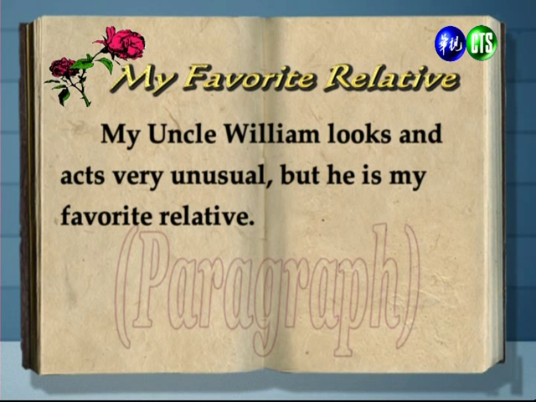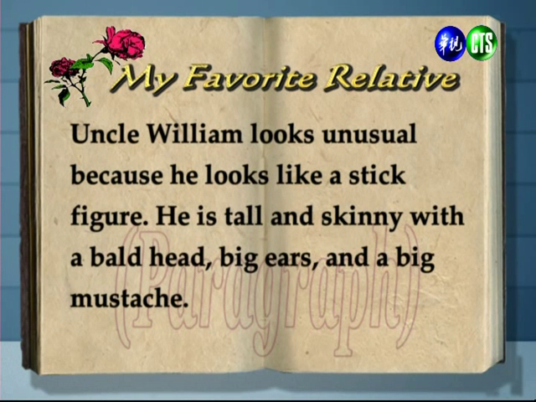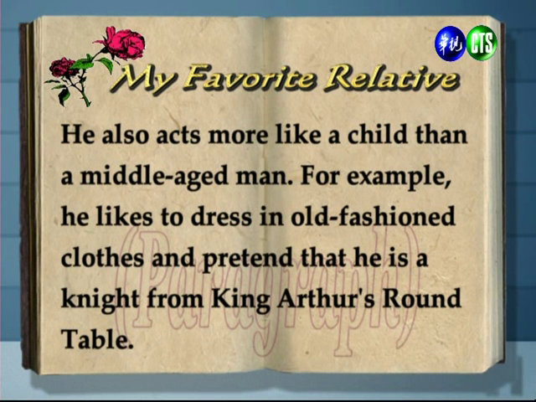Starts off, my Uncle William looks and acts very unusual, but he is my favorite relative. Uncle William looks unusual because he looks like a stick figure. He is tall and skinny with a bald head, big ears, and a big mustache. He also acts more like a child than a middle-aged man.